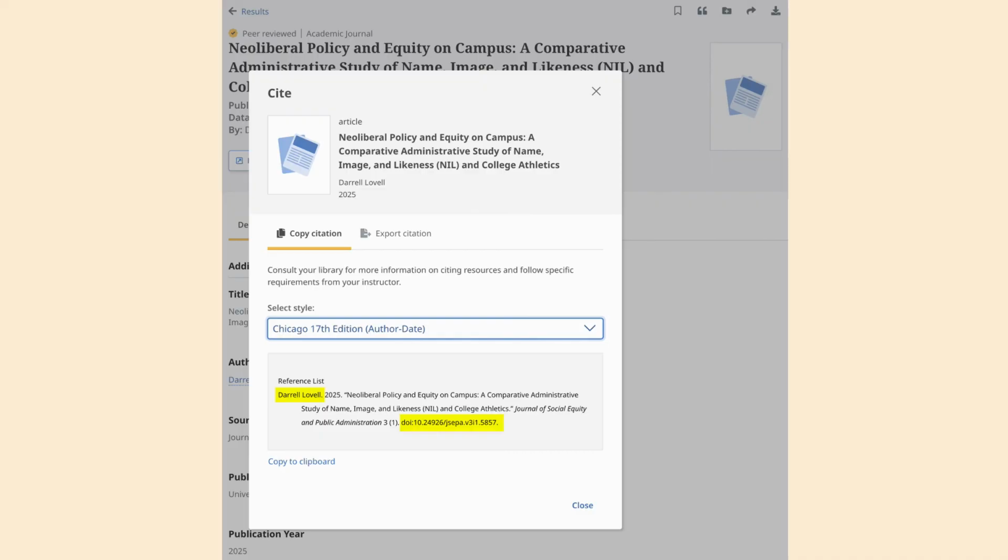Also remember that Chicago's 17th edition may not reflect the updates of the 18th edition.